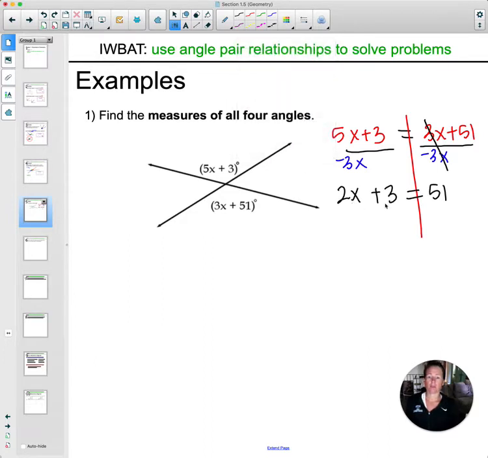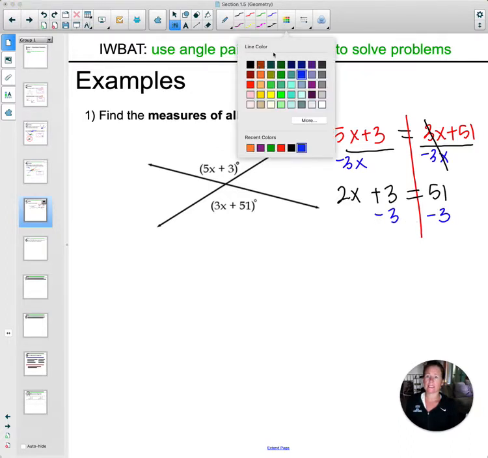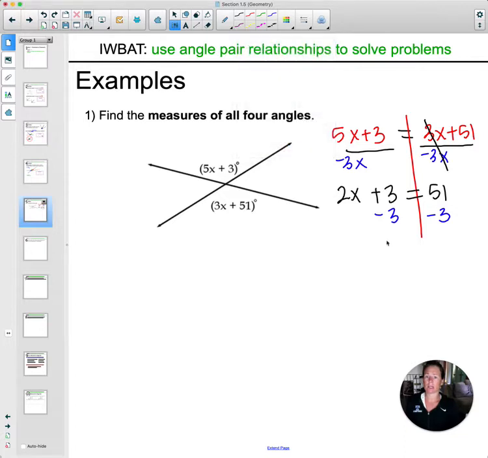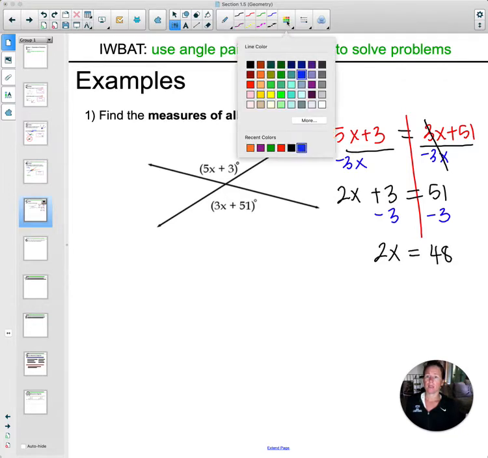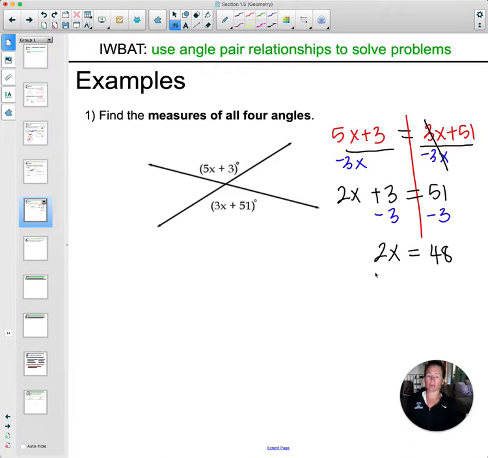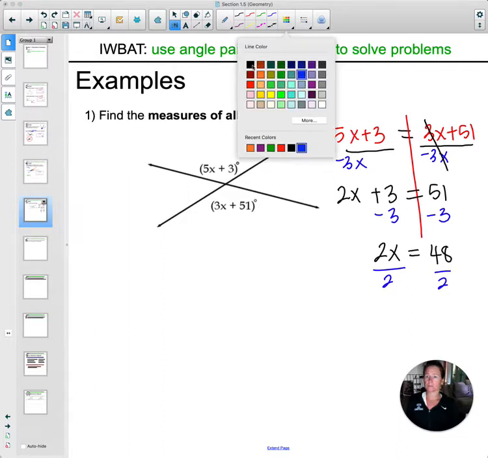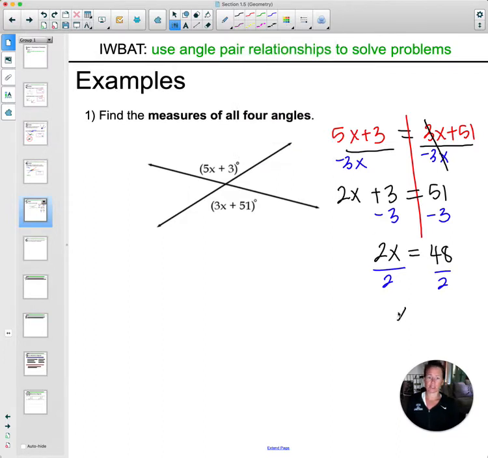Then of these two terms, the 3 is a like term with the 51, so I'll subtract 3 from both sides to get my x term alone. So we'll be left with 2x on the left and then 48 on the right. Now that we have all of our x's together and alone, we will divide by 2 to solve for it. So 48 divided by 2, we get 24 for x.